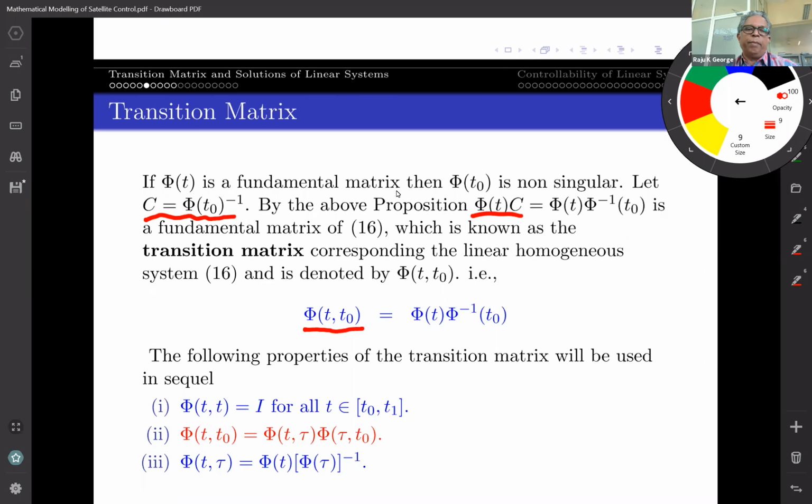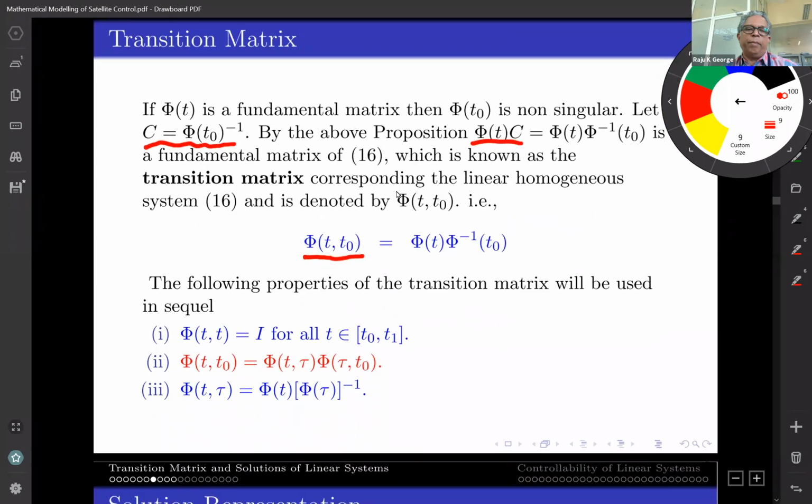And some of the properties of the transition matrix, why it is called a transition matrix, I will explain later. Phi t t is always the identity, if both the arguments are the same. Then there is a semi-group property, phi t tau into phi tau t0, and phi t tau is also the same as phi t into phi tau inverse. That's from the definition itself. So these are some of the properties of the transition matrix.